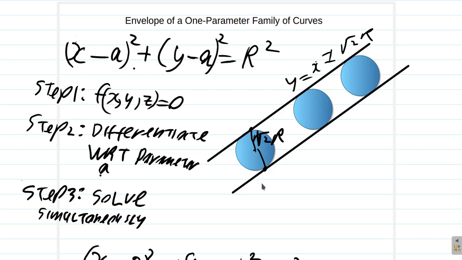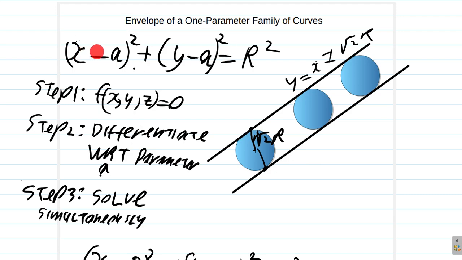Okay, so I worked out the envelope of one parameter family of curves for the general equation of a circle in the previous video, and I had promised to do a quick revision of it in this video.